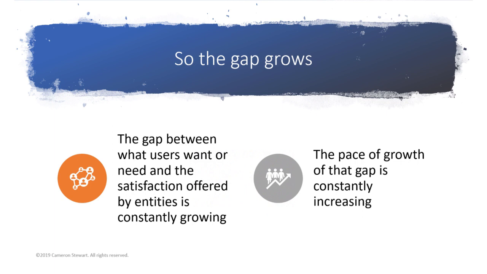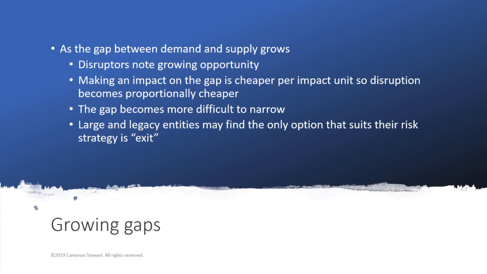So the gap grows. The gap between what users want or need and the satisfaction that's offered by entities is constantly growing. And the pace of growth of that gap is constantly increasing. This is a dangerous spot for an organization to find itself in. As the gap between demand and supply grows, disruptors see a growing opportunity. You see, that gap is an unfulfilled need, and that's what the disruptor is constantly looking for.